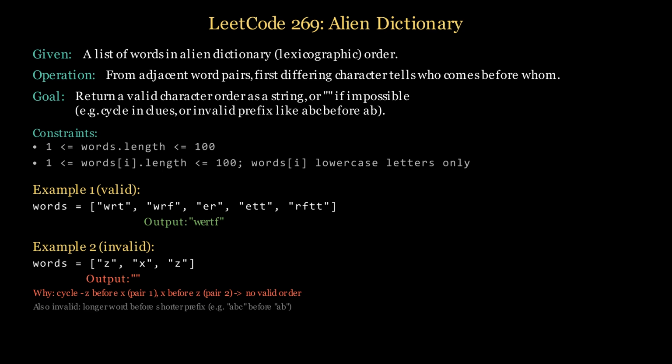Example 1: WRT, WRF, ER, ETT, RFTT gives one valid order, WERTF. Example 2: Z, X, Z is invalid. From the first pair we get Z before X, from the second pair we get X before Z. That's a cycle, so there is no valid order and we return an empty string.